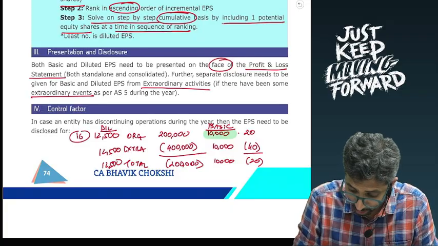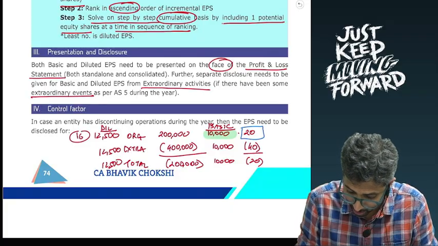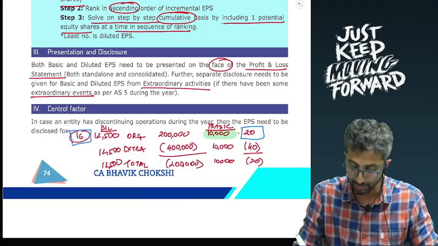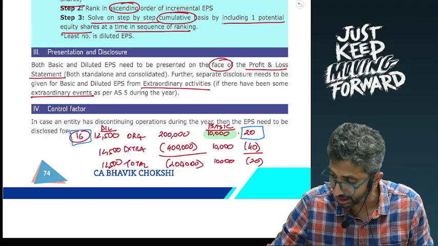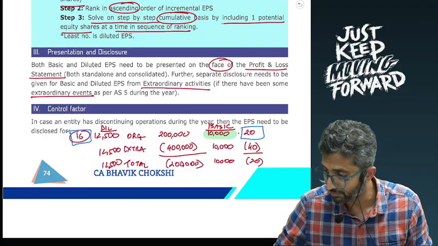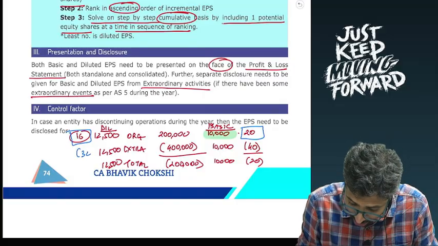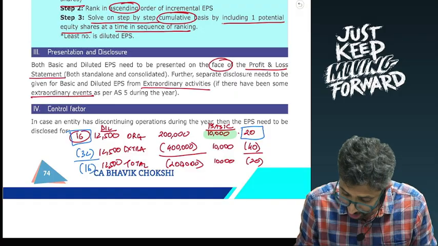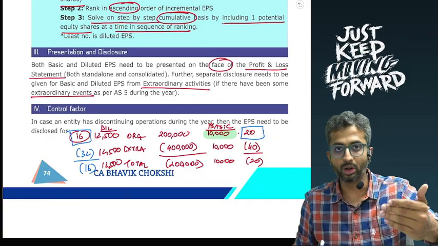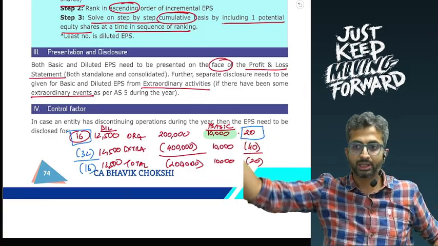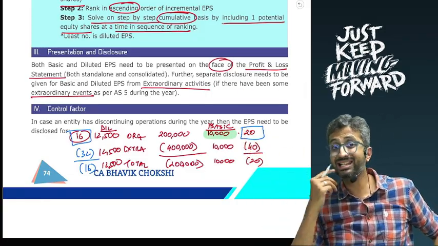So that EPS is falling. Earlier it was 620, now it is falling to 16, so it is dilutive. However, if I take 4 lakh negative divided by 12,500, it comes to a negative 32. This comes to a negative 16. Remember, loss per share, if it falls, earlier the loss per share was 40, now the loss per share is 32, which means this is anti-dilutive.